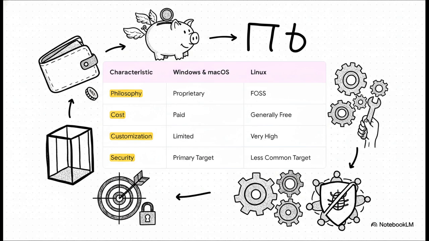You can see it right here. On one side, you've got Windows and Mac OS. They are proprietary, commercial. You pay for them, and what the manufacturer gives you is pretty much what you get. But then you look at Linux. It's FOSS, so it's almost always free. The customization, it's off the charts.